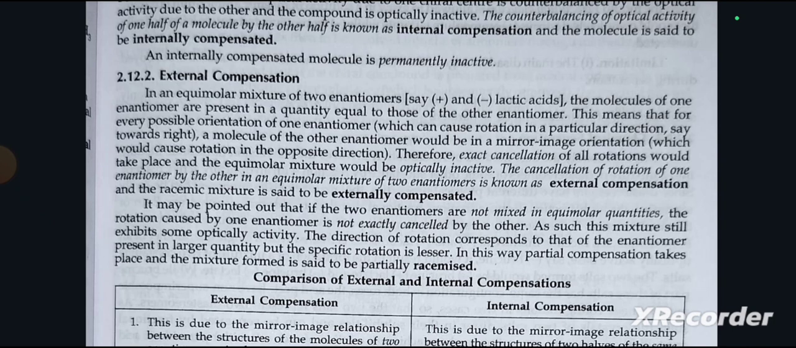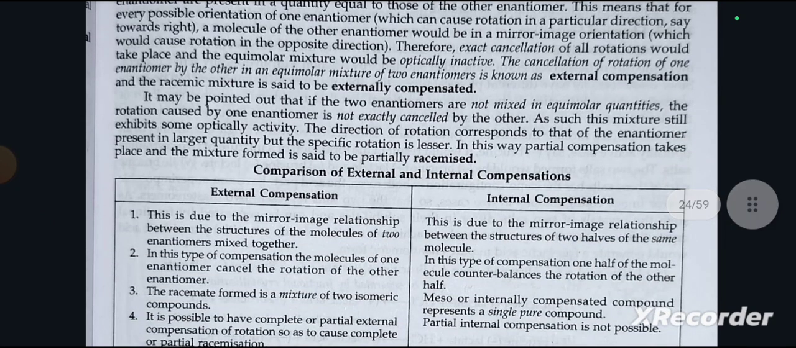The cancellation of rotation of one enantiomer by the other in an equimolar mixture of two enantiomers is known as external compensation, and the racemic mixture is said to be externally compensated. It may be pointed out that if the two enantiomers are not mixed in equimolar quantities, the rotation caused by one enantiomer is not exactly cancelled by the other. As such, this mixture still exhibits some optical activity. The direction of rotation corresponds to that of the enantiomer present in larger quantity, but the specific rotation is lesser. In this way, partial compensation takes place and the mixture formed is said to be partially racemized.